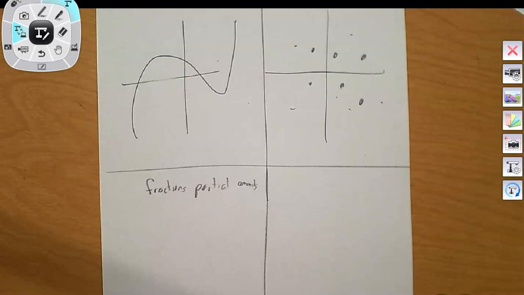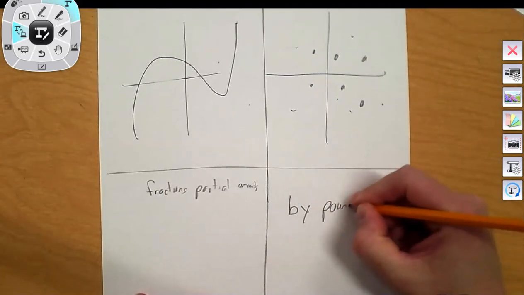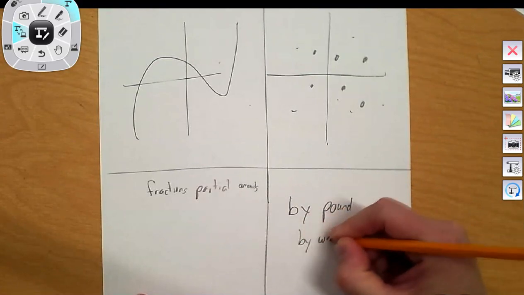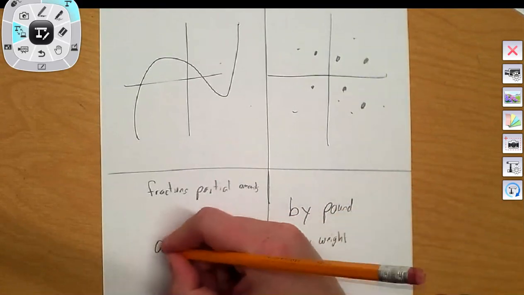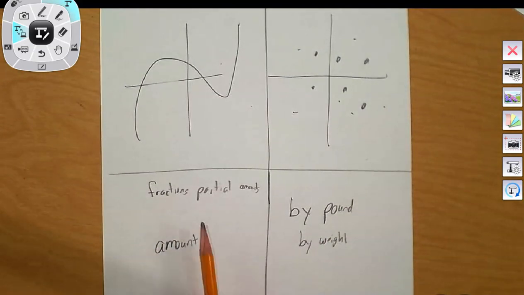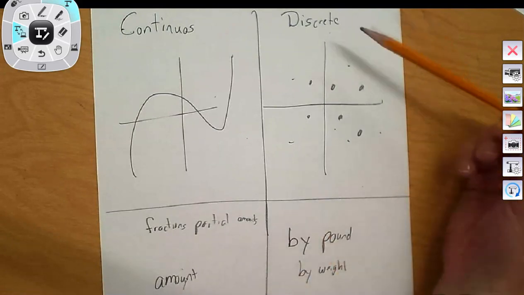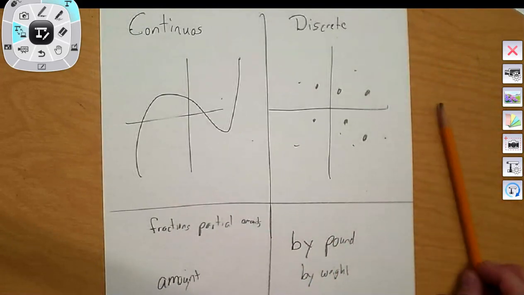Okay, so if you're buying by the pound or by weight, it is almost always discrete. If you're buying it by the amount, like one package of gum, 2 packages of gum, whatever, that is continuous. Continuous, you're buying by the amount. Discrete, you're buying by the pound.